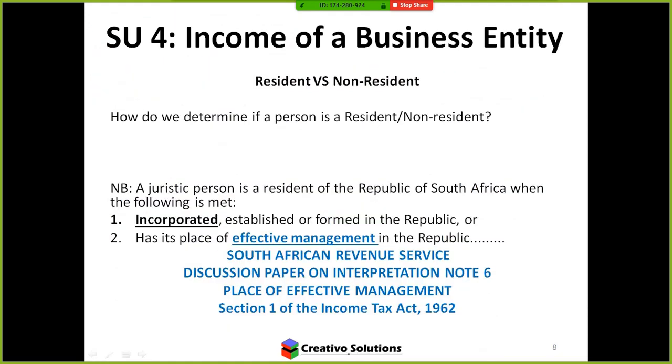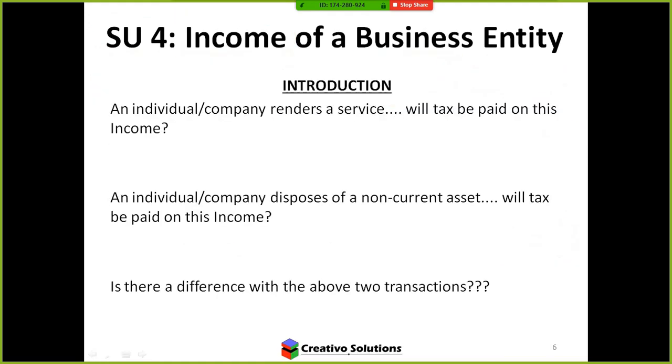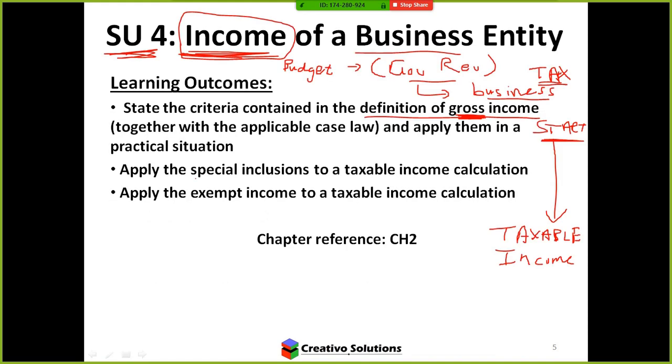Context is important. If you know what you're dealing with, then you can structure your answer correctly and include certain things as necessary. For example, special inclusions and exempt income. I didn't mention those two in the learning outcomes, but those are two other things that are specifically covered in study unit 4.